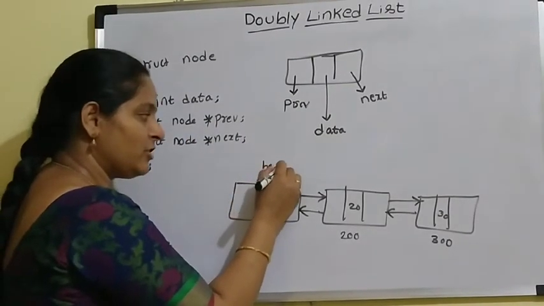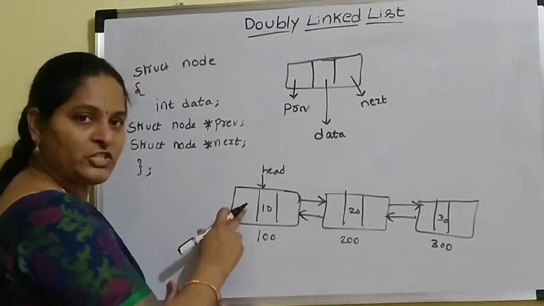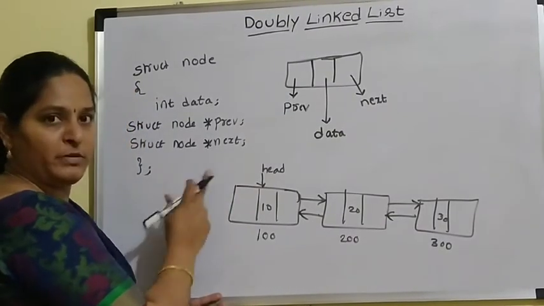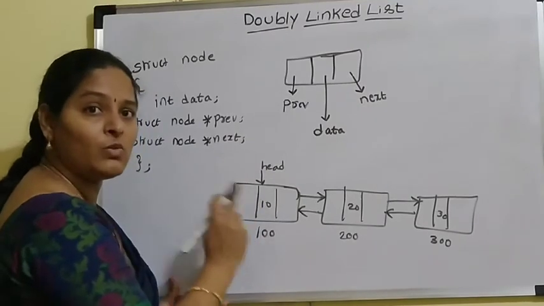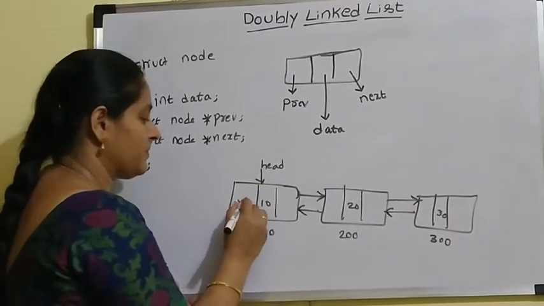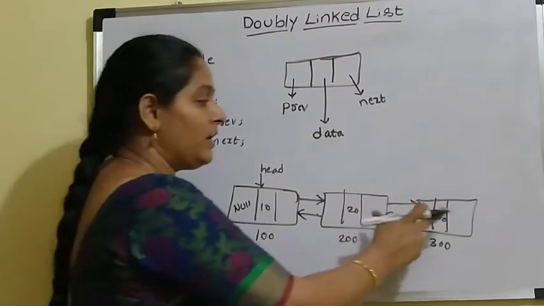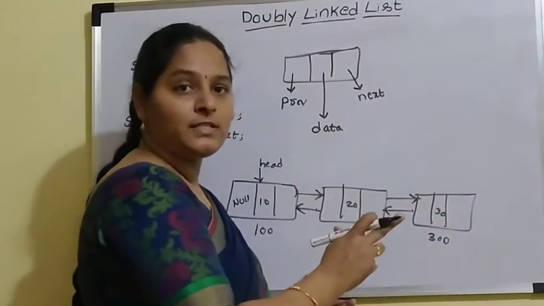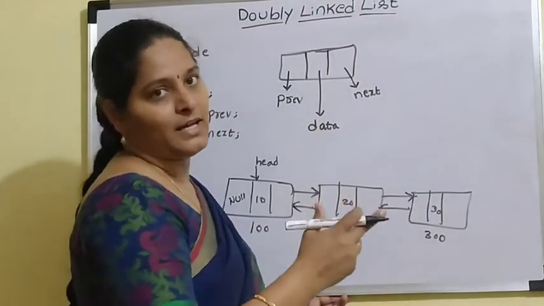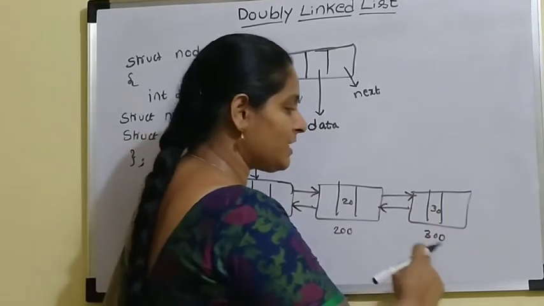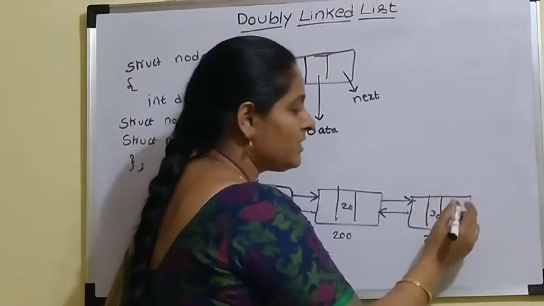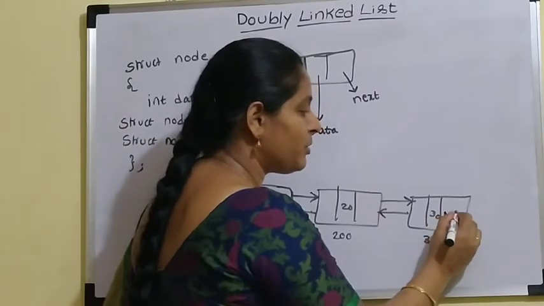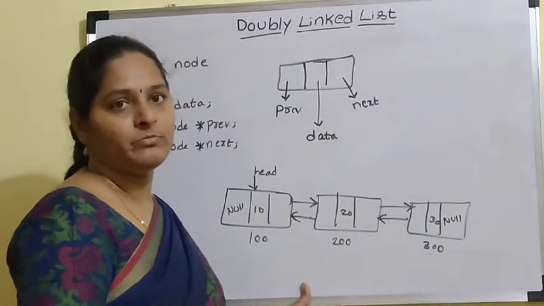The first node we call the head node. This is the first node, and there are no nodes before this. That is the reason why the previous part of the first node is always null. And in the last node of the list, the next part contains a null value. That means this is the last node in our list, and there are no nodes after this. So the next partition points to the null value.